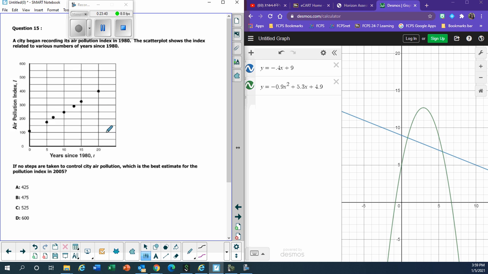So is it increasing? 15, 20, and this would be 30, right? 20, 30. But this is going to be 2005, right?